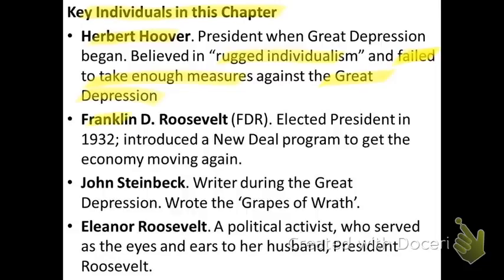Franklin Delano Roosevelt, FDR, elected president in 32, introduced new programs to get the economy moving again. He was very successful in creating government jobs. Millions of them were created. There was some money that was spread around, but he never ended the Great Depression with his New Deal programs. What ended the Great Depression was World War II. Two more on this slide. We have John Steinbeck, the writer, who wrote The Grapes of Wrath, depicting the plight of people who were affected by the Dust Bowl. And finally, on this slide, Eleanor Roosevelt. She was a political activist who served as the eyes and ears of her husband, who was the president.